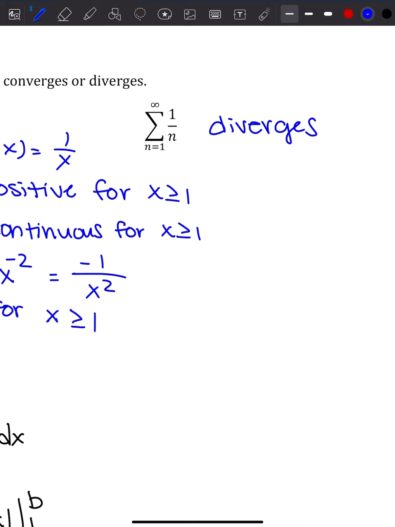So this is how we might talk about the harmonic series converging or diverging without the p-series test, but the p-series test is clearly easier to use, which is why we may want to use it instead.